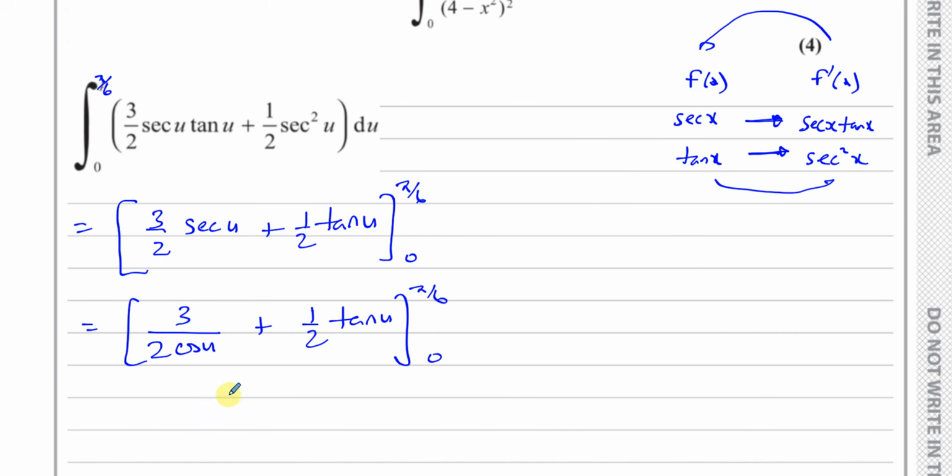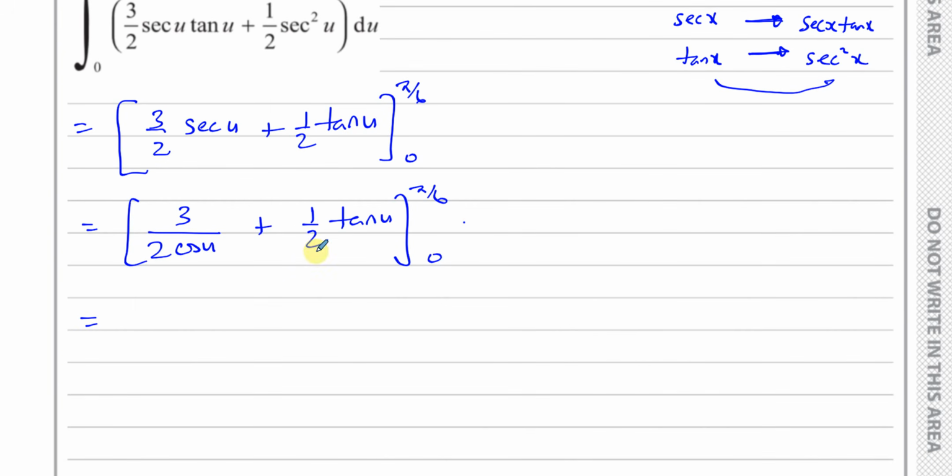That's pi over 6. So if you now put the values in, you're going to have 3 over 2 times cosine of pi over 6 plus 1 over 2 times the tan of pi over 6. Now don't forget the 0. A lot of students neglect to put that in, thinking that it is going to cause everything to become 0, but it doesn't.